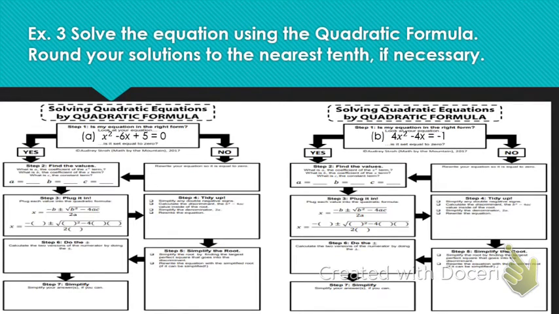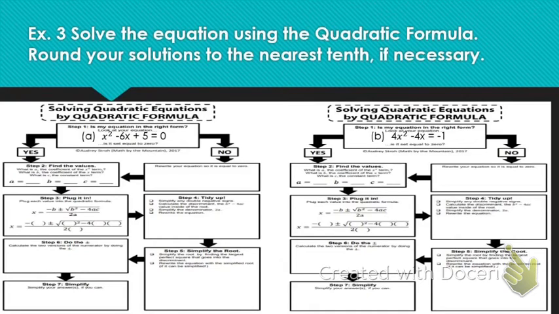Now, in example 3, it says solve the equation using the quadratic formula and round your solutions to the nearest tenth if necessary. If we round to the nearest tenth, that's how many decimal places? 1 decimal place. Now, you've got the flow chart on your notes. Go ahead and fill in the first box on the left. It's letter A. X squared minus 6x plus 5 equals 0. Now, the first step is to make sure that it's in the right form. Is everything on one side set equal to 0? Yes or no? Yes. So, we're going to follow the yes arrow, and we're going to go to step number 2. It says find the values, and we've been doing this all hour.